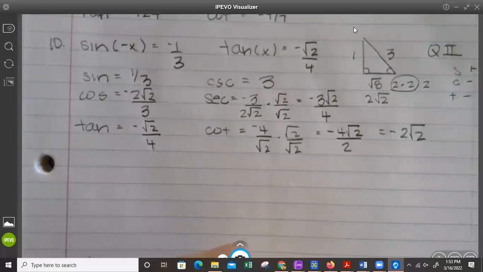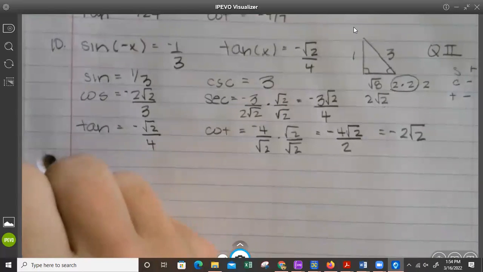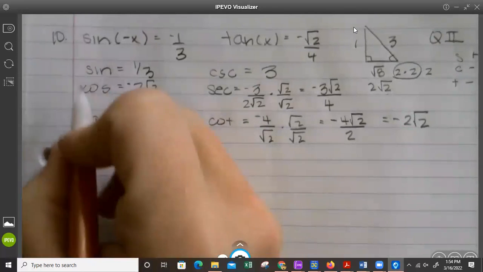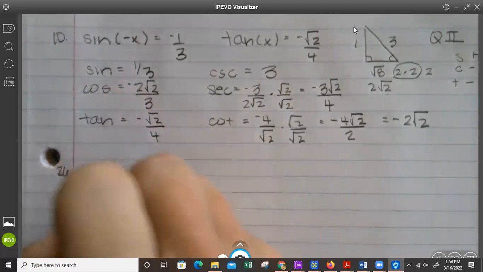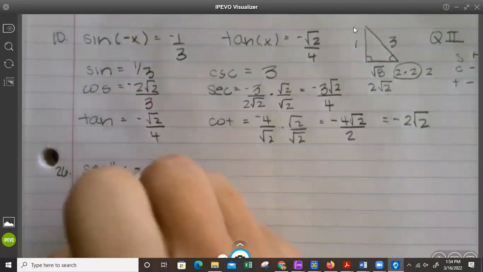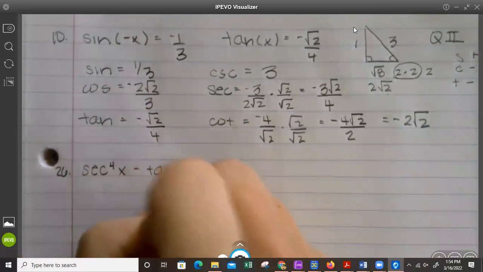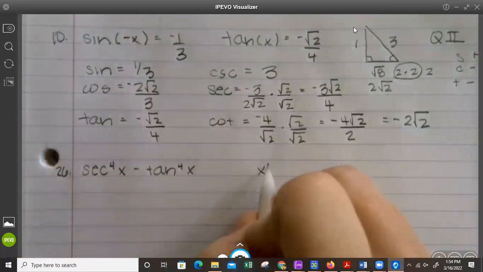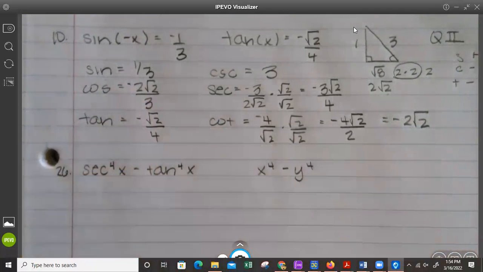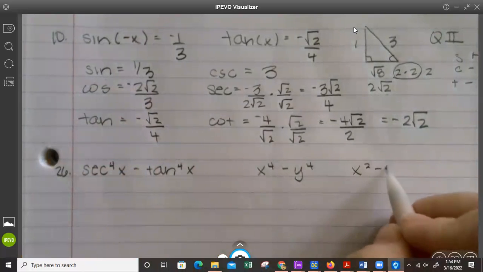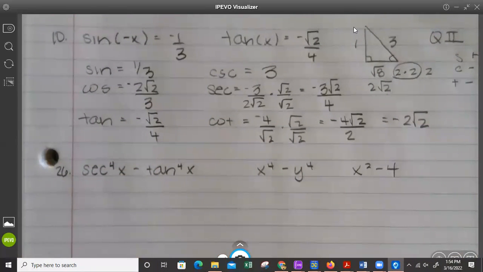Just 26? All right, 26 was secant 4x or secant x to the 4th minus tan x to the 4th. This would be the same thing as x to the 4th minus y to the 4th. How would I factor that? What if I had x squared minus 4? X plus 2 and x minus 2. So we split them in half, right? So what would this one be?